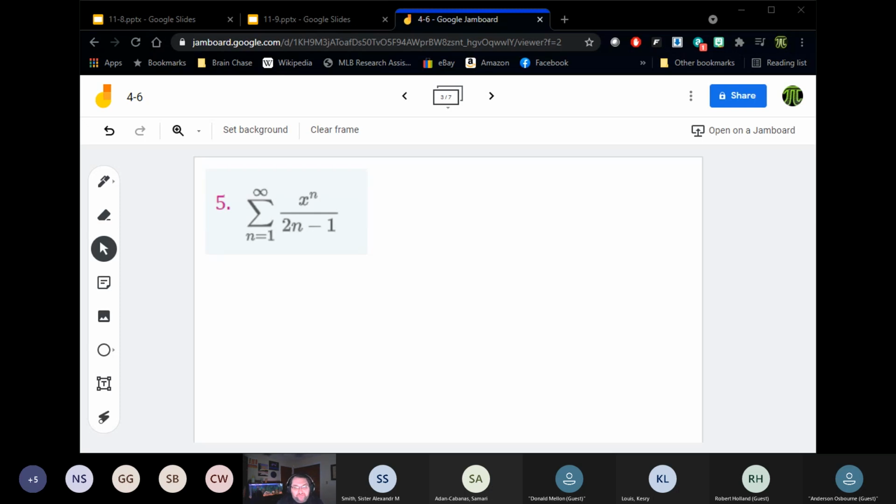When we're doing these, the first thing we want to do is the ratio test, to determine when they're going to converge and diverge. So step 1, ratio test. I'm going to do x to the n plus 1 over 2n plus 1 minus 1, and then I flip it, so it's 2n minus 1 over x to the n. So this becomes 2n plus 1.